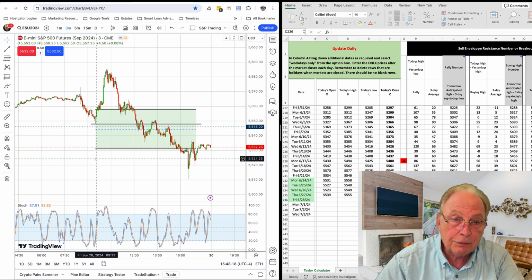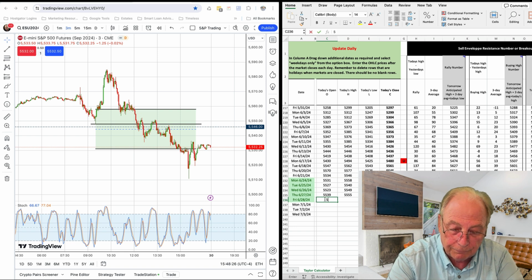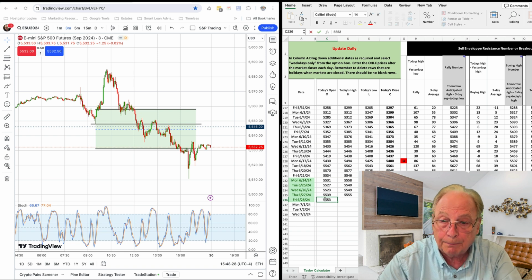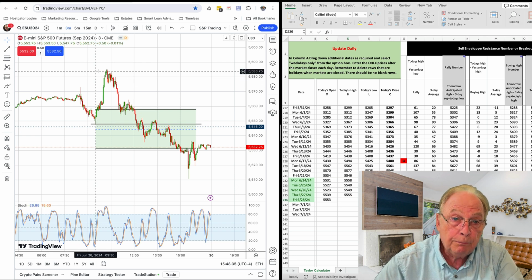So the open at 9:30 is at 55.53. So in my calculator, I'm going to enter 55.53. I'm going to press enter. It moves over to the next box, to the next column. Now I want to put in the high.